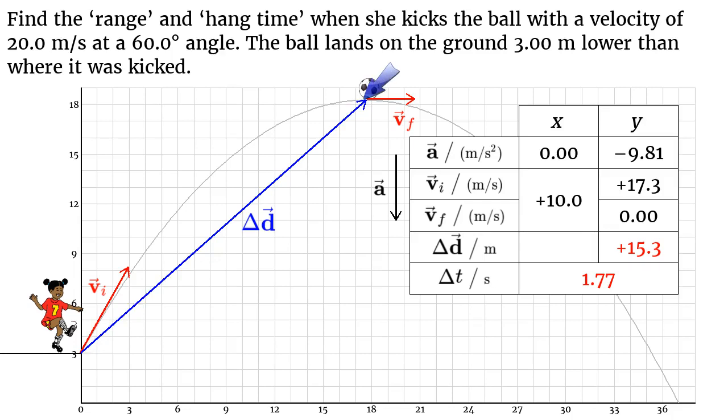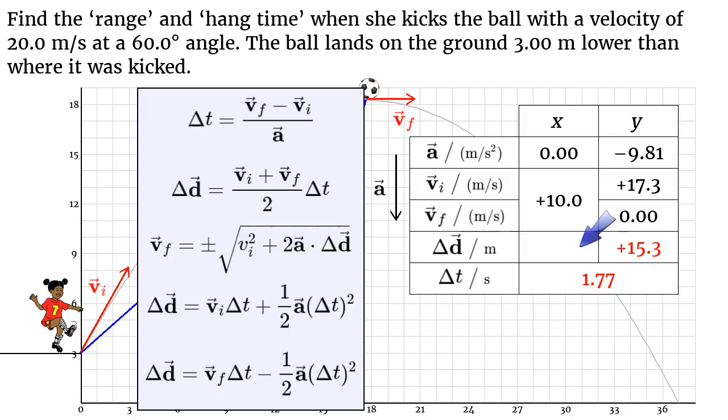Now that our y calculations are complete, let's go to the x column. The only unknown here is the displacement, and just like the previous example, the displacement is going to be the average velocity multiplied by the time. The average velocity is 10, the time is 1.77, so the x displacement is going to be 17.7 meters.